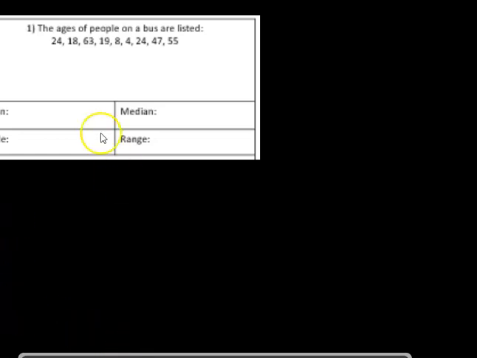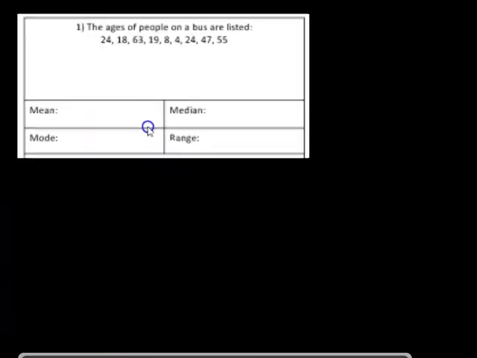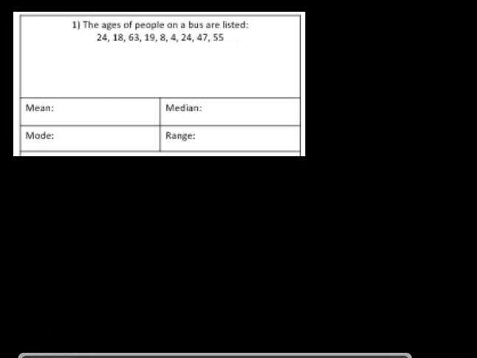As an example, let's see. Give me just a second. I need to get this down here on our screen. Okay. All right. So the first thing we're going to do is we've got the ages of people on a bus. So these are all the different ages. We're going to find the mean, median, mode, and range.